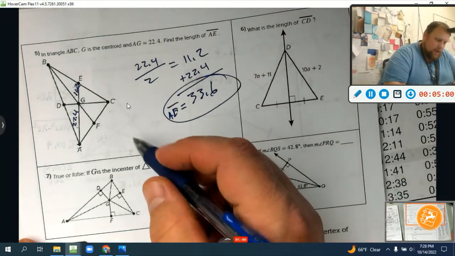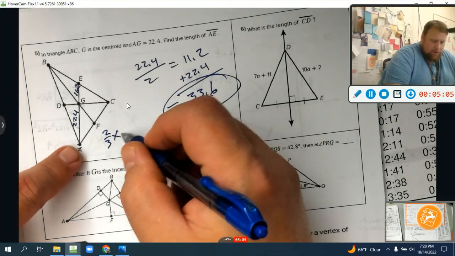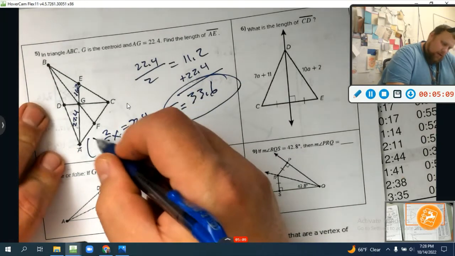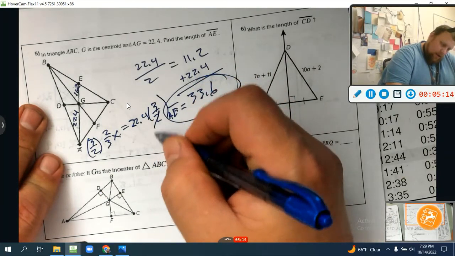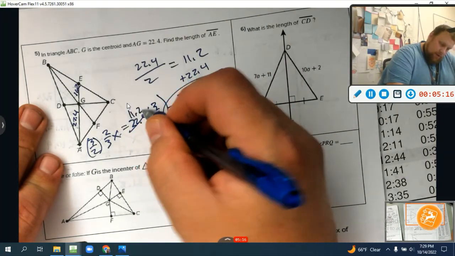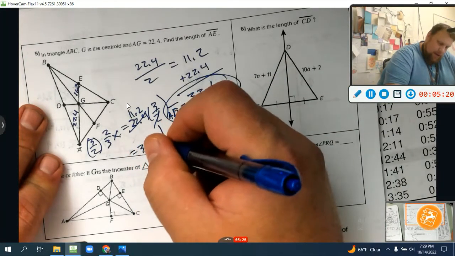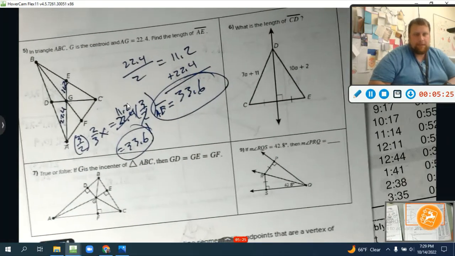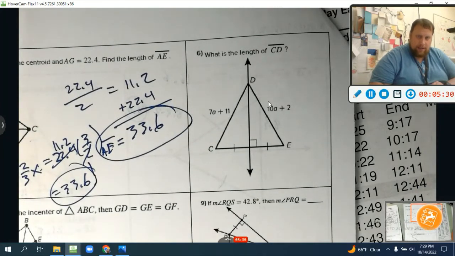Another way you could have done this, guys, you could have just said, hey, if 2/3 of the whole equals 22.4, so multiply by the reciprocal, which is 3/2, right? That goes to 2, that goes to 11.2, and guess what 3 times 11.2 is? It's 33.6. Same thing, so just keep that in mind. More than one way to skin a cat. Okay, let's go to 6. What is the length? And again, I want to remind you, I'm assuming you're pausing this as we're going.